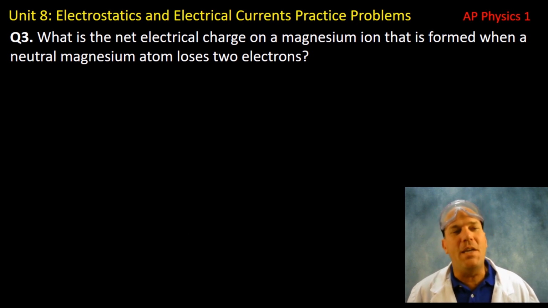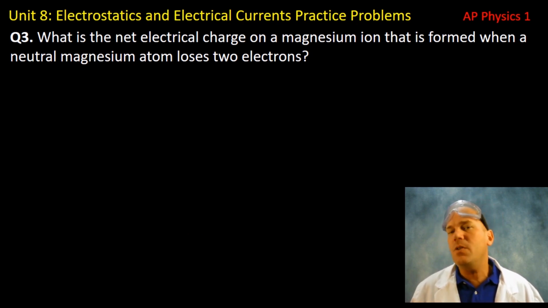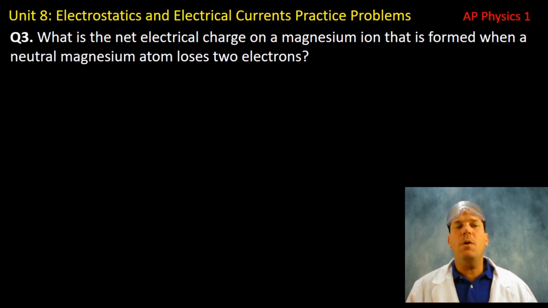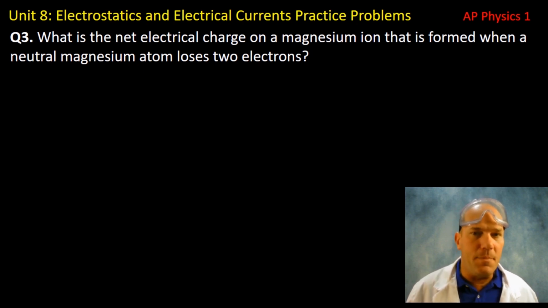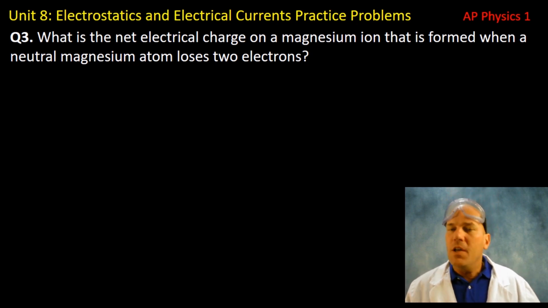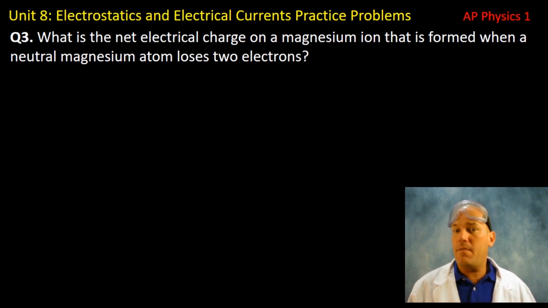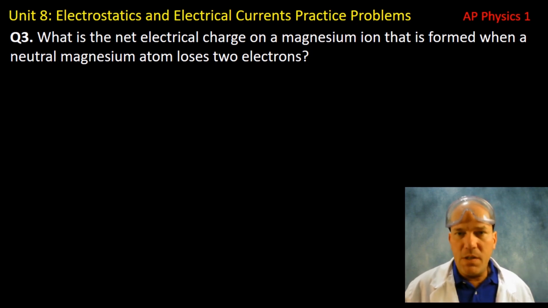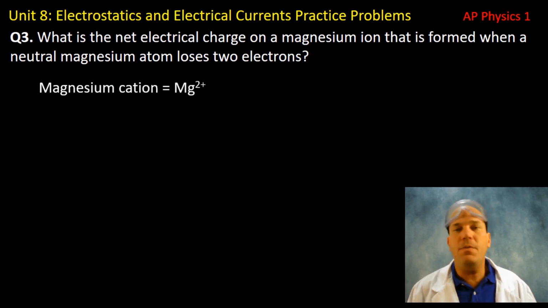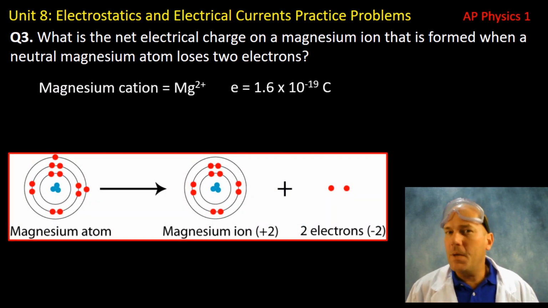In question 3, what is the net electrical charge on a magnesium ion that is formed when a neutral magnesium atom loses 2 electrons? So it's lost 2 electrons, and so we have a magnesium cation in this case. So what is the charge of each electron that is lost or transferred? That would be 1.6 times 10 to the negative 19th coulombs.